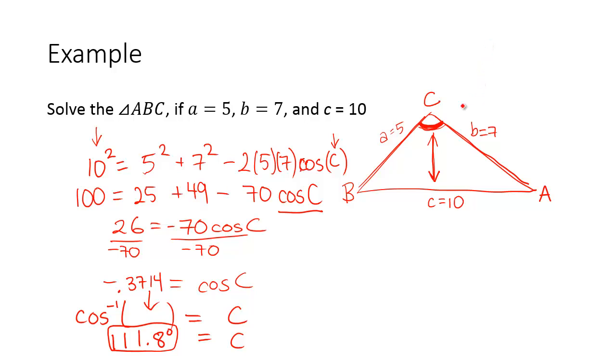111.8 degrees. So now that we know that, we can find the other bits, and we can even use the sine law because it's a little simpler to use for the other bits. So we know 10 over sine of 111.8 will be the same as any of the other proportions. So let's find b. That's going to be 7 over sine of b. That means sine of b will be the cross multiply divide of that.